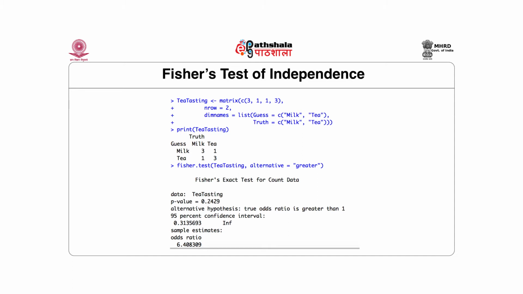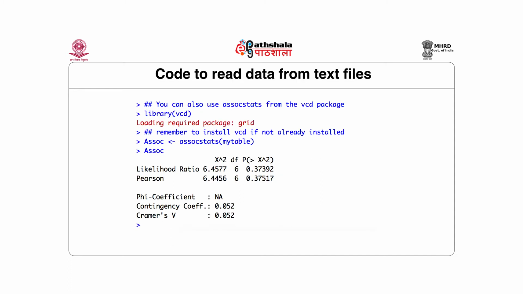Okay. So now you have learned that there are 2 ways in which you can run these tests. One is Pearson's chi-square test, and the other is Fisher's test of independence. Next, we are going to see that there are some omnibus tests that you can do by using a package called vcd. So install vcd if you have not already installed it, then call the library, library(vcd).